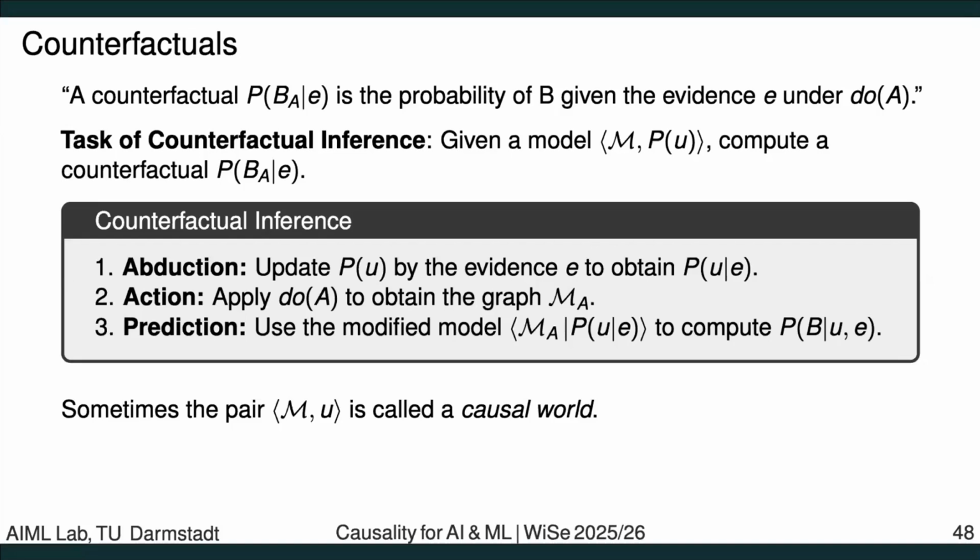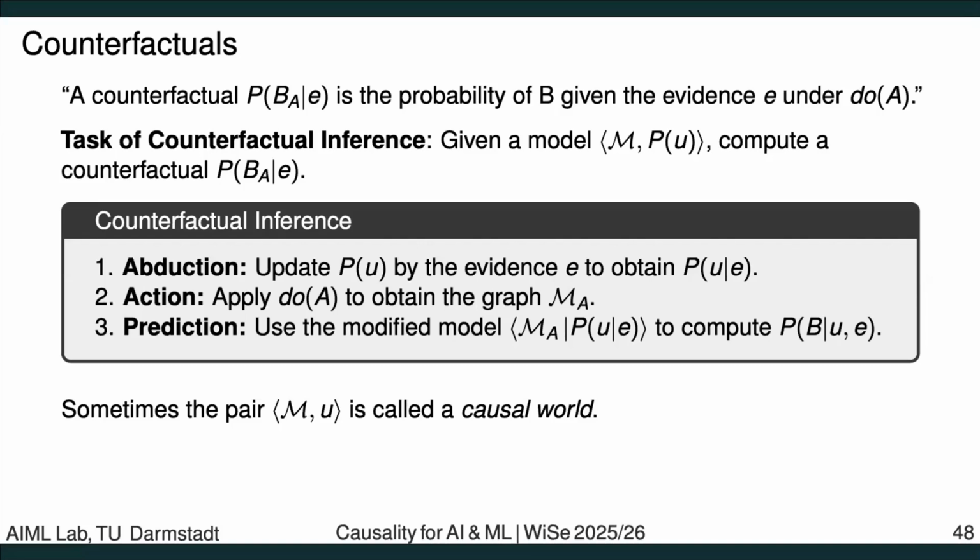And what this notation means, there are also others, depending on the author, is that we want to find the probability of some outcome B, given that we intervened on A, under some set of observations or some set of evidence E that we know happened.